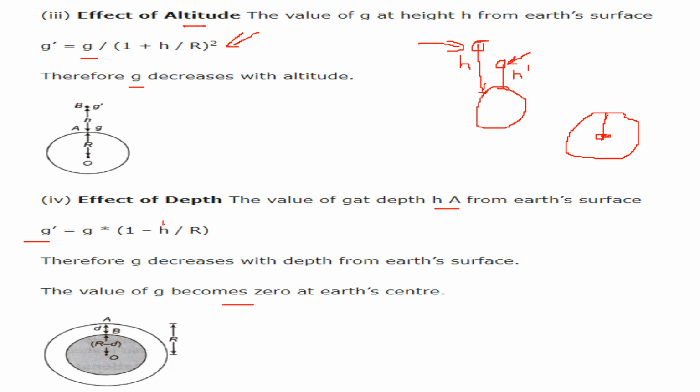See, put h equal to r here. h and r will become equal. 1 minus 1 is 0. So g into 0 will be 0. So g dash will be 0. So at this point it will be 0. So g will decrease from this point to this point, say from 9.8, which is at the earth's crust, to 0. It will decrease till it reaches the center of the earth.